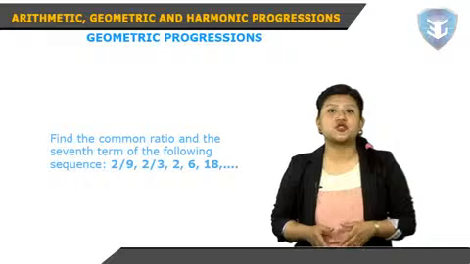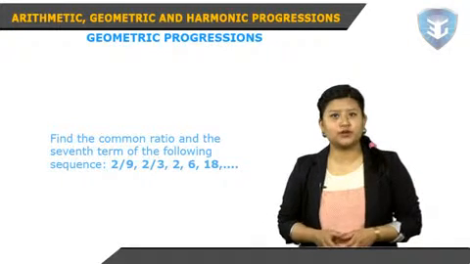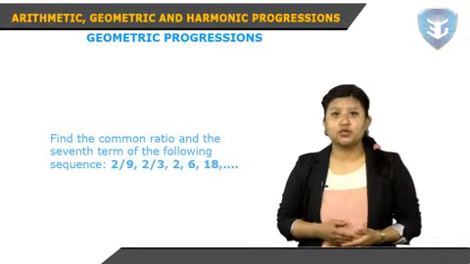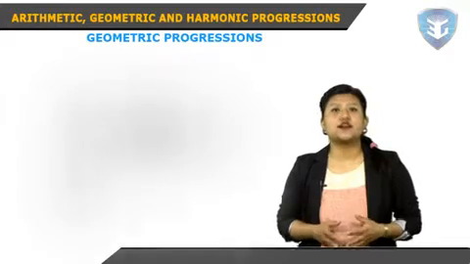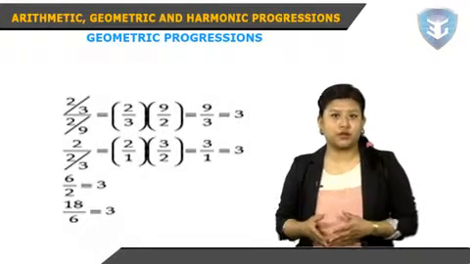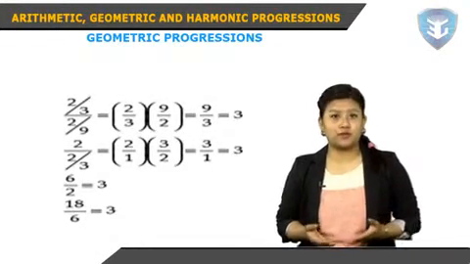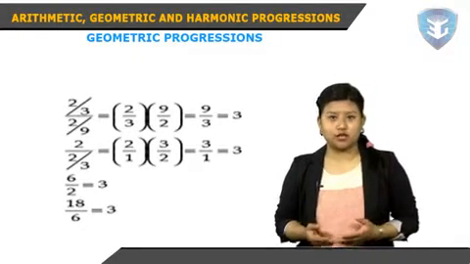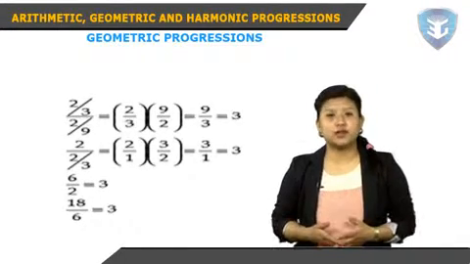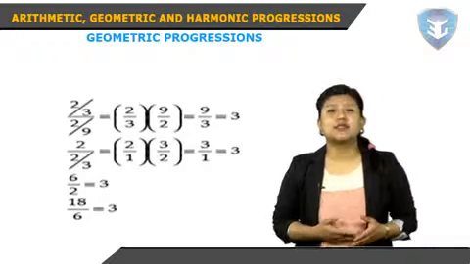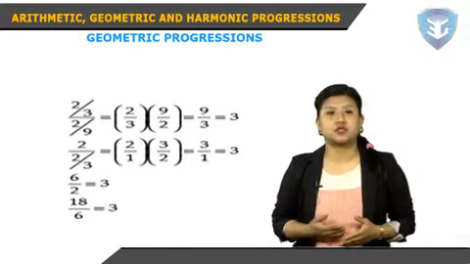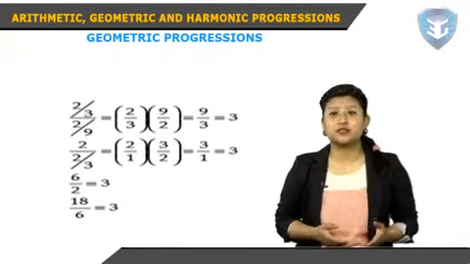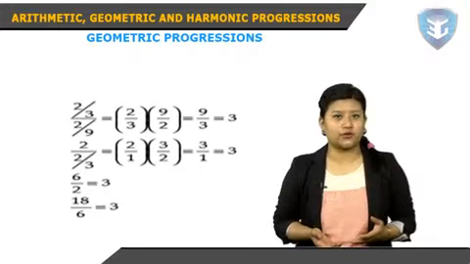Find the common ratio and the seventh term of the following sequence: 2/9, 2/3, 2, 6, 18. To find the common ratio, we have to divide a pair of terms. It does not matter which pair we pick as long as they are right next to each other. The ratio is always 3, so r equals 3. Then the sixth term is 18 times 3, which is equal to 54. And the seventh term is 54 times 3, which is equal to 162.